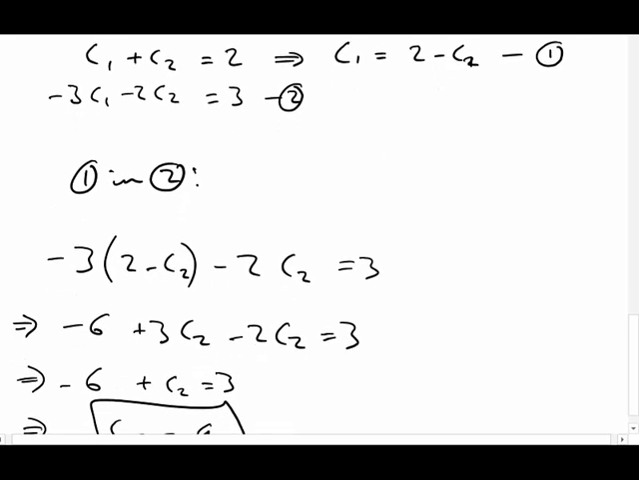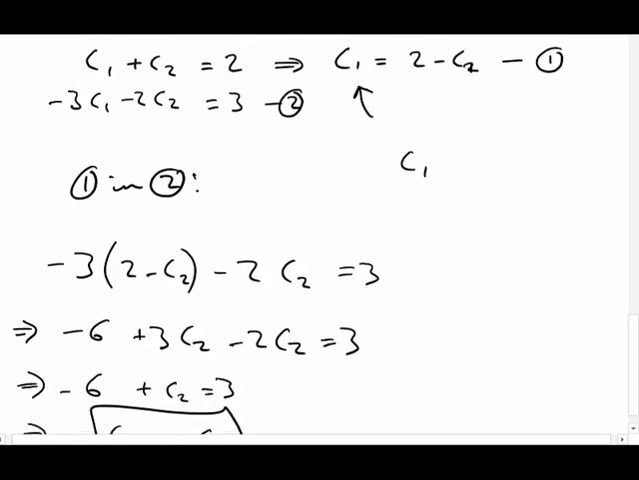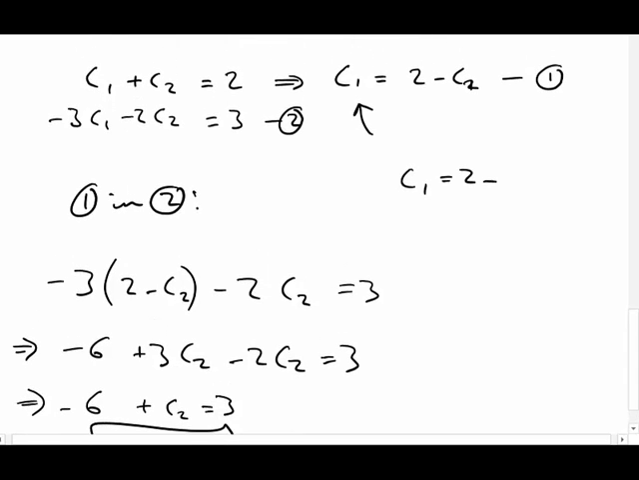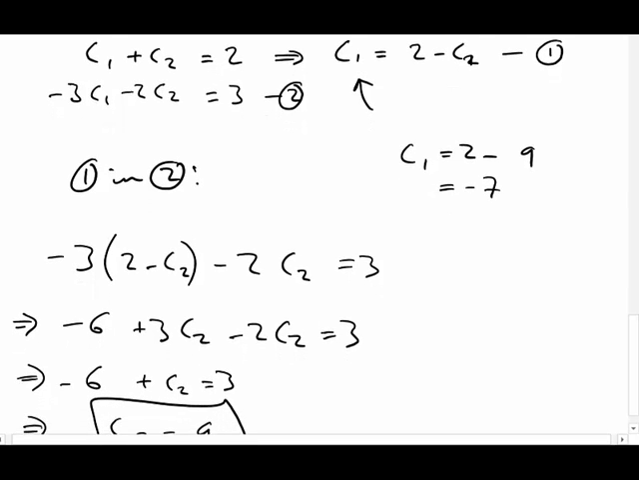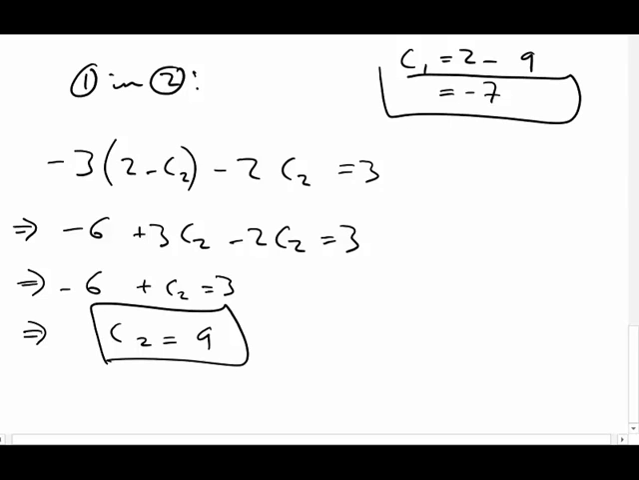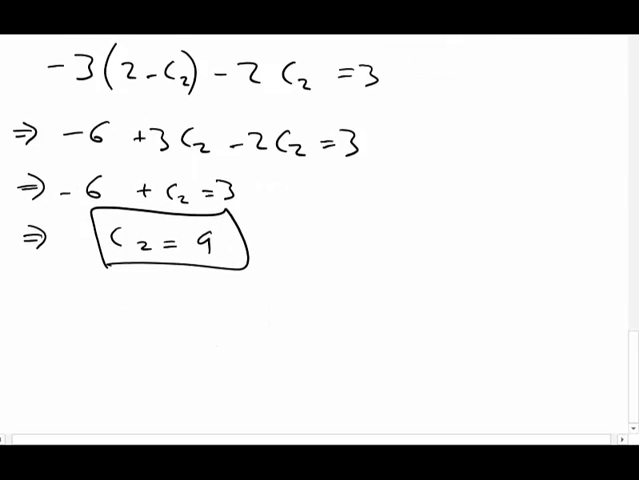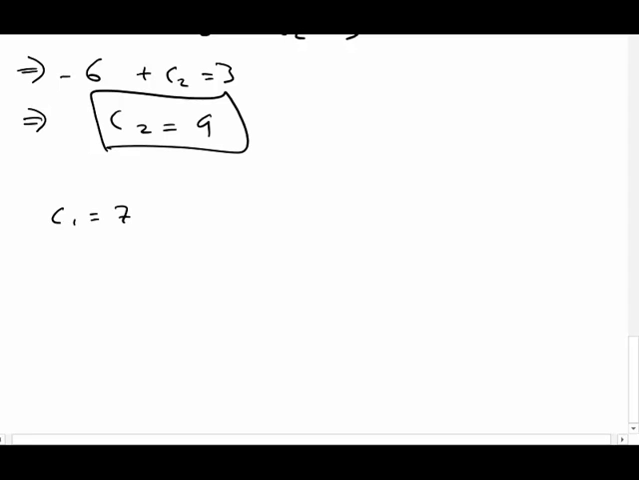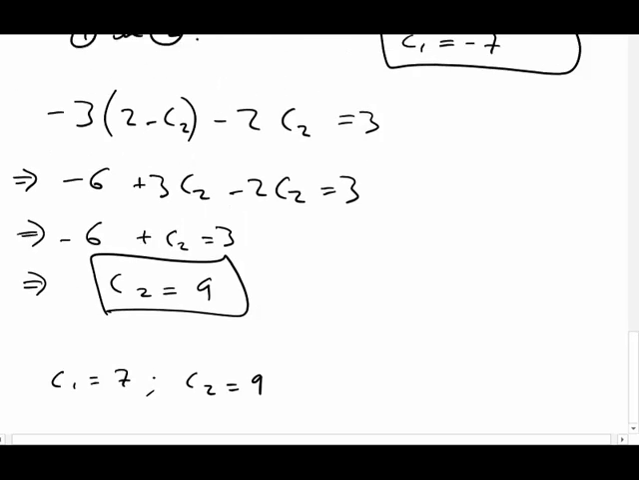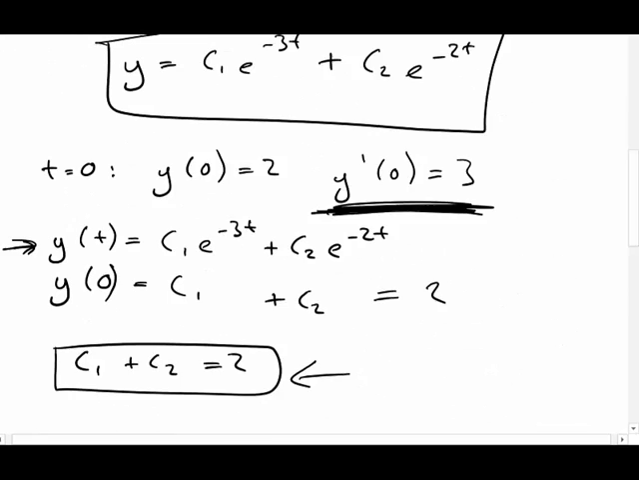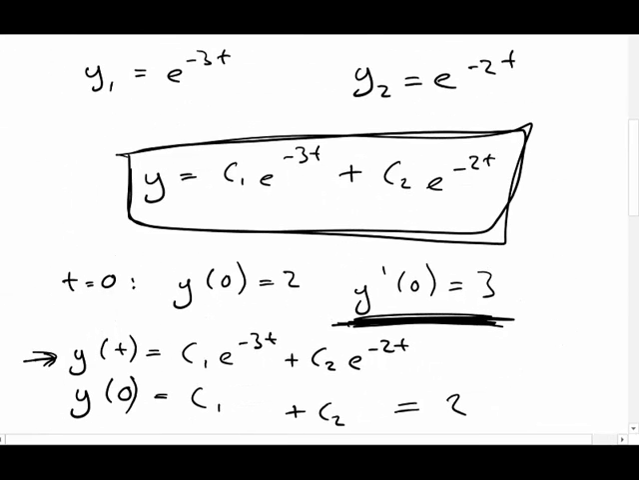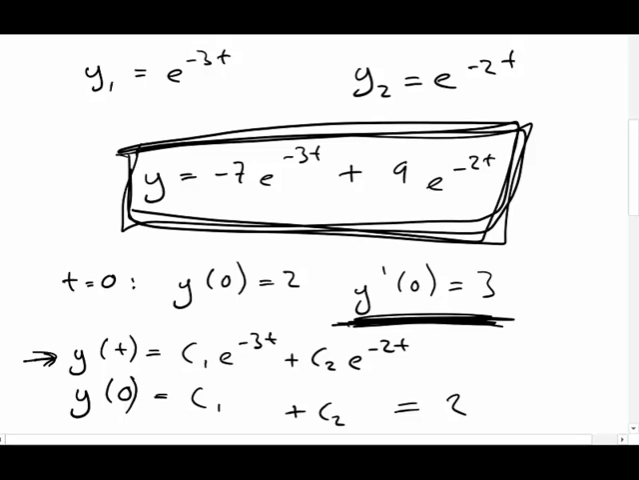And now I can use C2 equals 9 in C1. So C1 will just be equal to 2 minus C2, which I've just worked out as 9. So that's going to be 2 minus 9, which becomes minus 7. So I now have C1 equals minus 7 and C2 equals 9. Then I go up here and find my original equation, and I just replace C1 with minus 7 and C2 with 9, because now I know what C1 and C2 are. So therefore, that is my final equation.